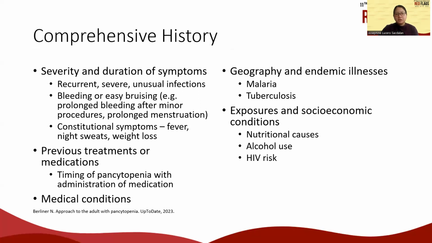Previous treatments and medications and medical conditions are important details as well. The geographic location, any travel, and understanding of endemic illnesses in relation to these locations will be informative. In the Philippines, malaria and tuberculosis are important differentials to consider. Finally, exposures and socioeconomic conditions can identify possible nutritional deficiencies, alcohol-induced or HIV-associated cytopenias.